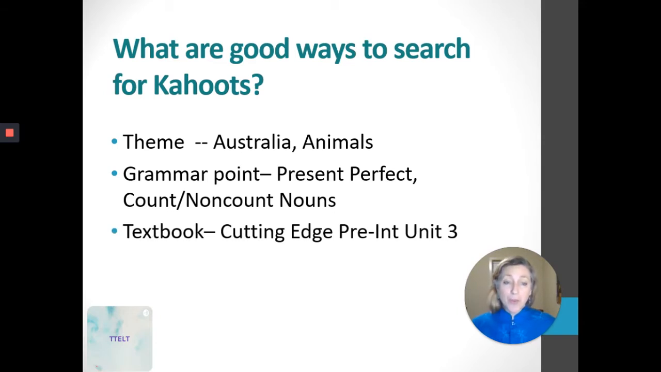And another way that I found to find Kahoots, which is sometimes even better than searching for a specific theme or grammar point, is to search using the textbook that you're using in class. So if, say, you're using Cutting Edge Pre-Intermediate Unit 3, you do that search in Kahoot, you're going to find at least 3 or 4 games that have already been created by other teachers that are specific to that unit. And so you can use those right away, or they'll require less editing for you because they're specific to that unit in the textbook.